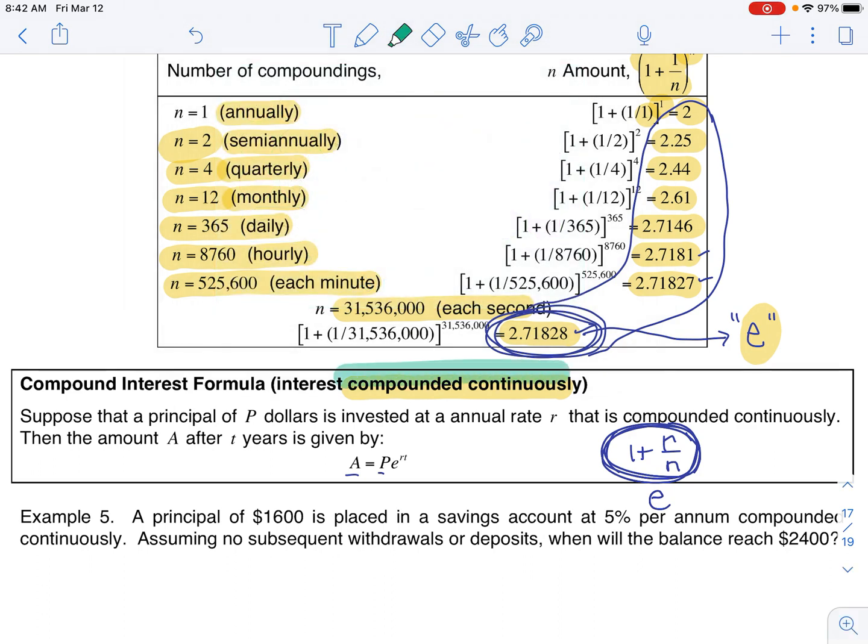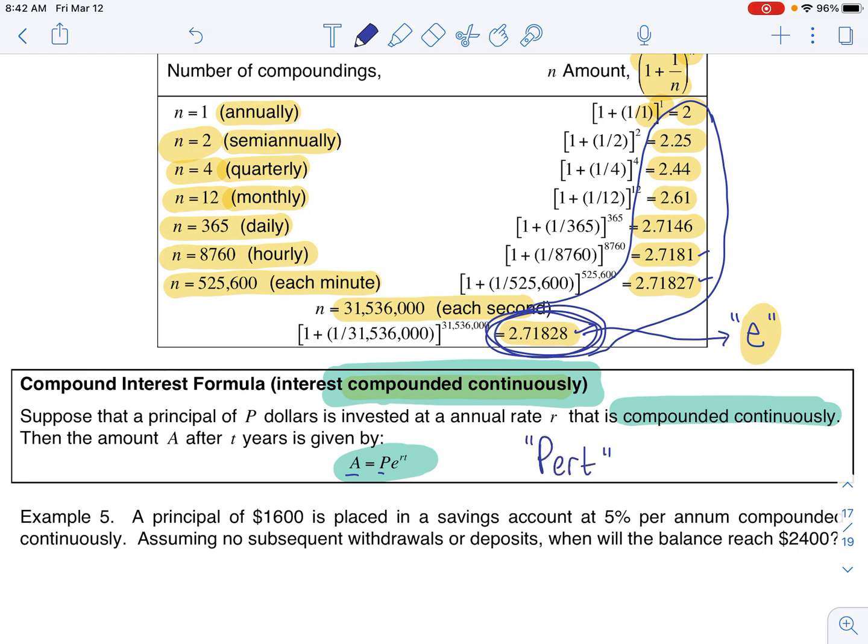This formula is what you're going to use anytime it says compounded continuously. Those two words together are what you want to look for. If you see compounded continuously, you must use this formula. It's A equals P times E to the RT. I call it the PERT formula.